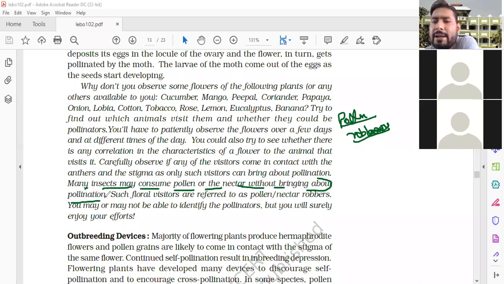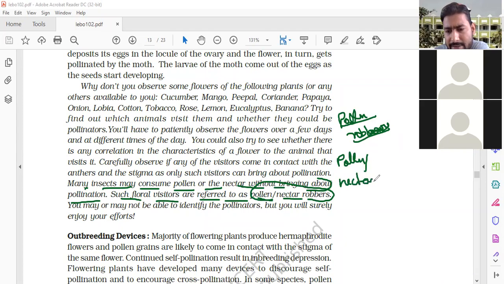Sometimes some insects arrive at the flower and a number of pollen grains adhere to the surface of their body, but they do not get involved in the pollination phenomenon. They are not moving on to different plants. They just go and sleep there. Such insects are called pollen robbers. So such floral visitors are referred to as pollen or nectar robbers.